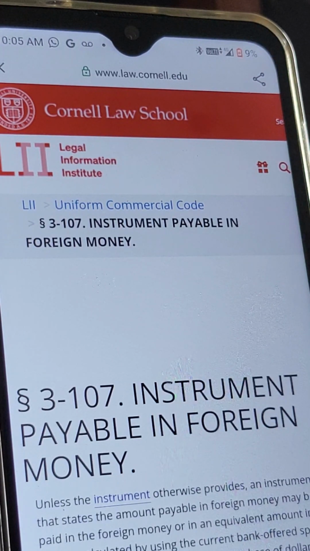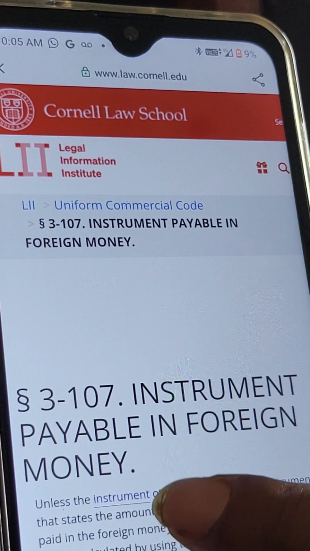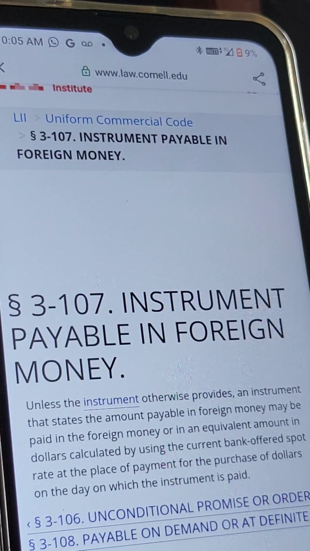3107, instrument payable in foreign money. Unless the instrument otherwise provides, an instrument that states the amount payable in foreign money may be paid in the foreign money or in the equivalent amount in dollars calculated by using the current bank-offered spot rate at the place of payment for the purchase of dollars on the day on which the instrument is paid.